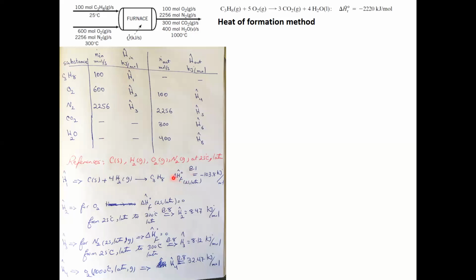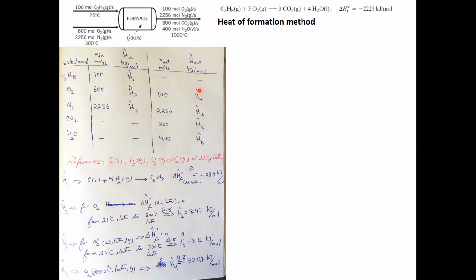We have the standard heat of formation of most of the elements in Table B1. We know the standard heat of formation for each of the elements that we need. For example, here we know the standard heat of formation for propane at 25 degrees and 1 atmosphere. Don't forget about this one. For oxygen and nitrogen, there is no heat of formation because they are available in nature as elements, O2 and N2. So there is no heat of formation to form O2 and nitrogen at 25 degrees and 1 atmosphere.